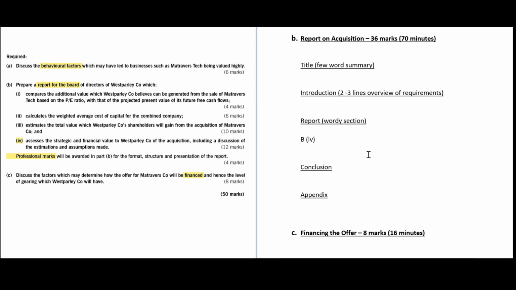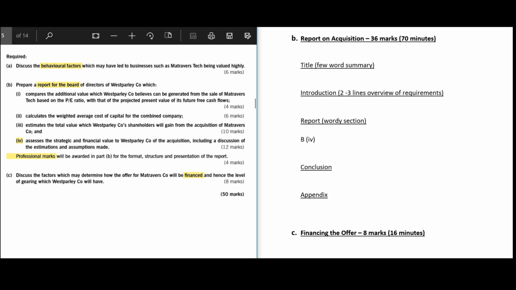And actually what was really important in this particular exam was that they asked you to assess the strategic and financial value. So you've got strategic and financial value of the acquisition, including a discussion of the estimations and assumptions made. Now, they love assumptions questions in AFM and estimations, discussing what you've done. And I think they're quite nice. I think they're quite a good way to pick up a few marks.